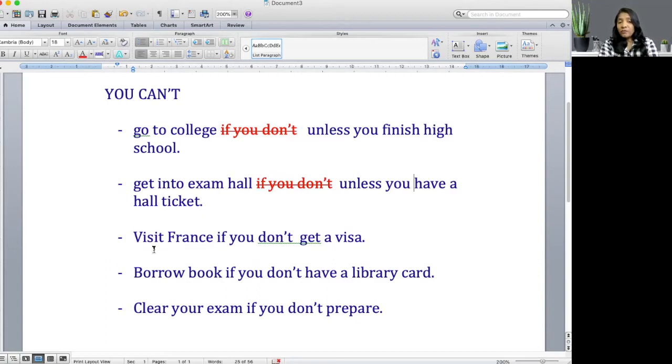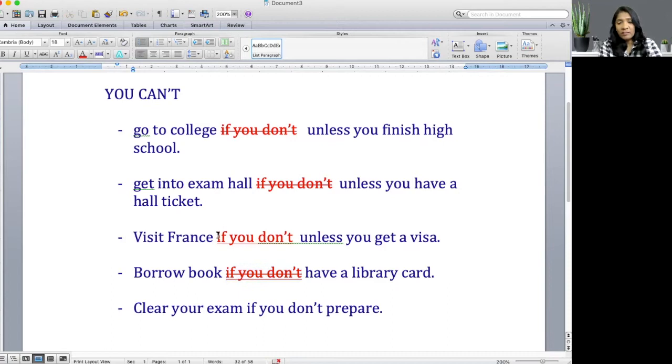You cannot visit France if you don't get a visa. So same here, I replace it with unless. You cannot visit France unless you get a visa. You cannot borrow books if you don't have a library card. So let me replace it with the word unless, right?